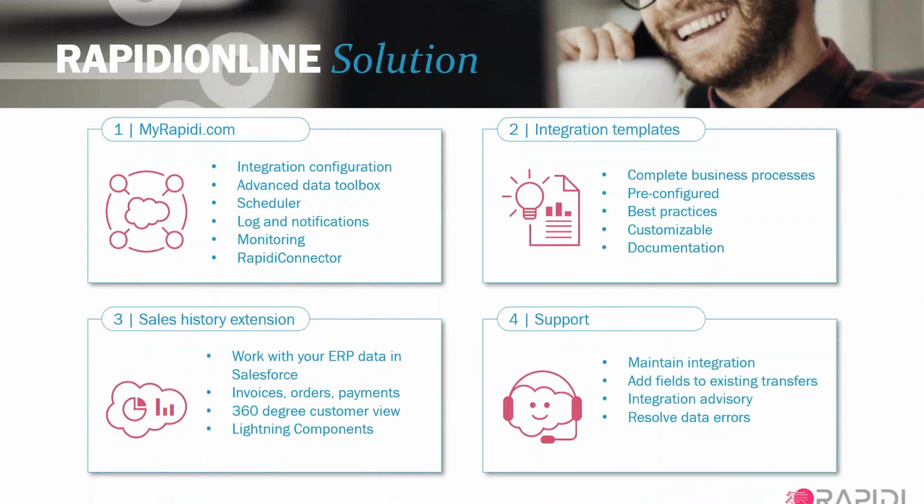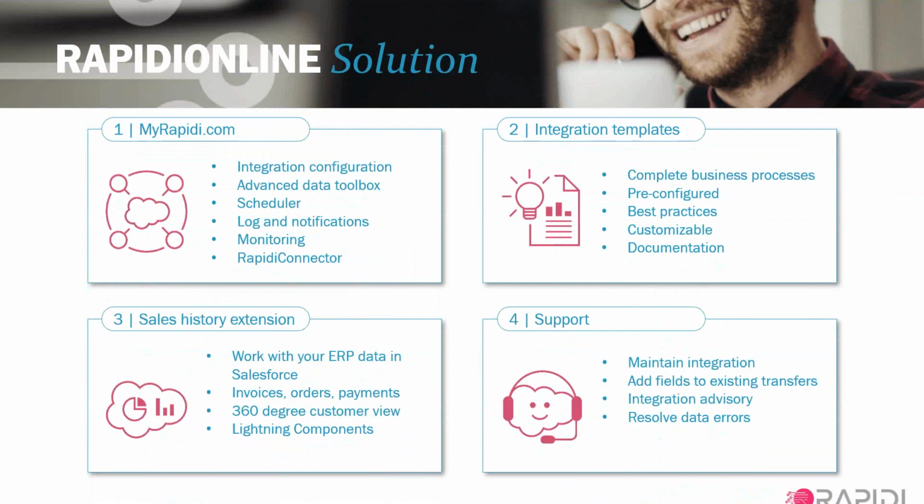Okay, so a little bit about the solution. The MyRapidi.com platform lives in the cloud, and this is where we configure all the integration configuration. This is where we set up the connectivity to endpoints. Our advanced data toolbox is where we manage all the data transformations, what data is moving between what entities and when. There's a full-featured scheduler facility in there, so we set up individual transfers. A transfer is data moving from one entity on one side to one entity on another side.